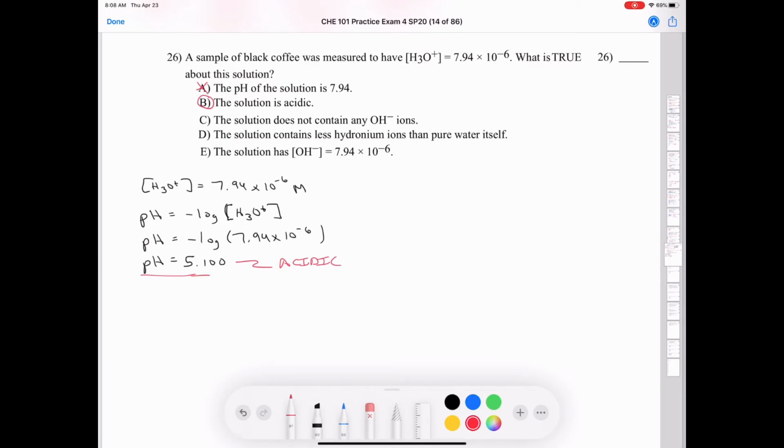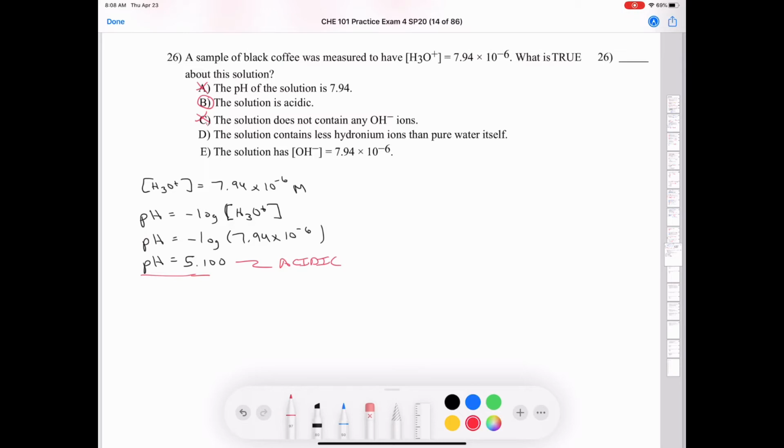The solution is acidic. If we take a look at C, it says the solution does not contain any hydroxide ions. Well, that's not true. We could solve for the concentration of hydroxide using the formula Kw is equal to the concentration of hydronium multiplied by the concentration of hydroxide. The next one says the solution contains less hydronium ions than pure water itself.